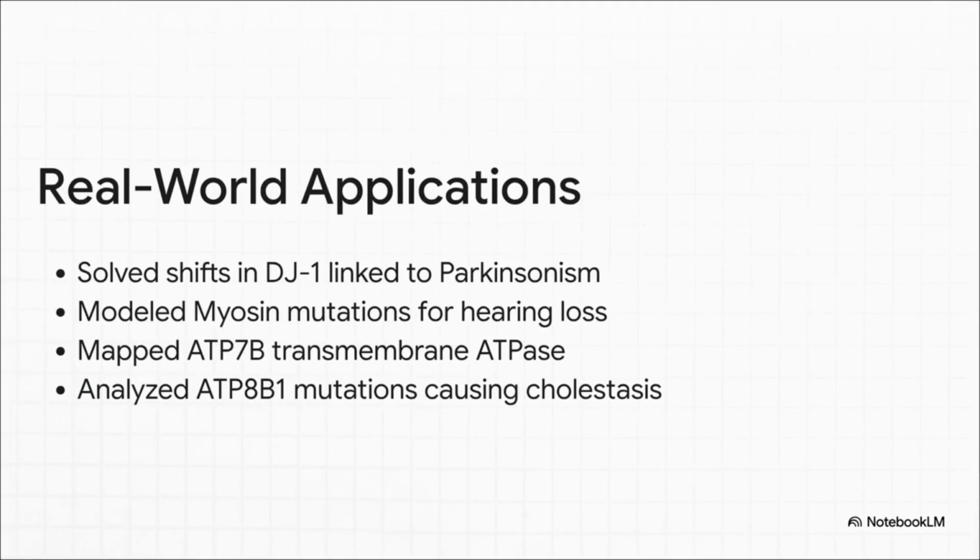And guys, these are not isolated cases. This technology has been used all over the medical spectrum. It solved those structural shifts in DJ1 for Parkinson's. It modeled multiple myosin mutations causing profound hearing loss by physically blocking power strokes in the ear. It mapped massive transmembrane proteins like ATP7B to reveal how copper accumulates in Wilson's disease. And it analyzed mutations causing hereditary cholestasis by tracking exactly how lipid transport fails in the liver. From the brain, to the ear, to the liver, the ability to build, render, and animate these tiny structures with physical precision is a total game changer for unlocking treatments.